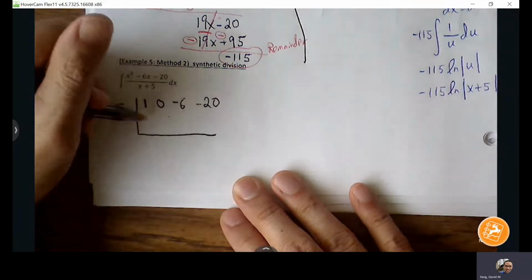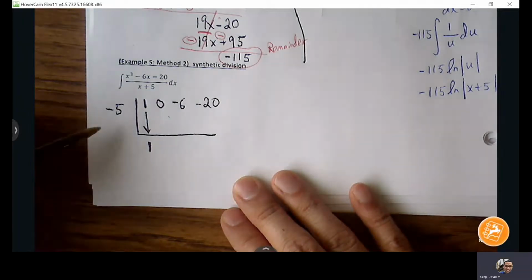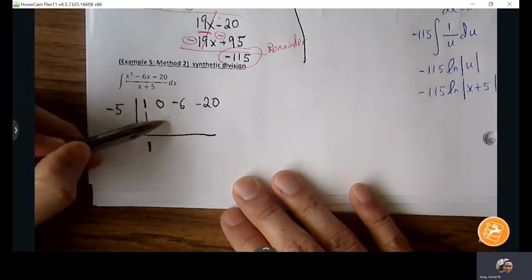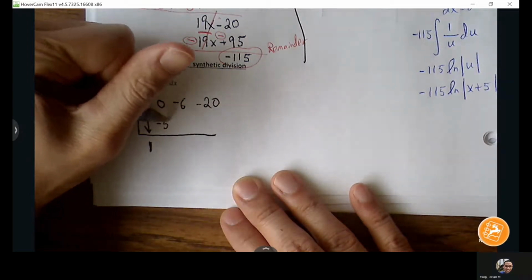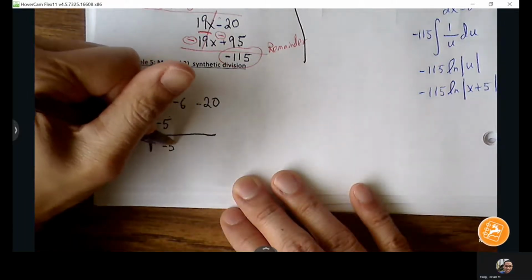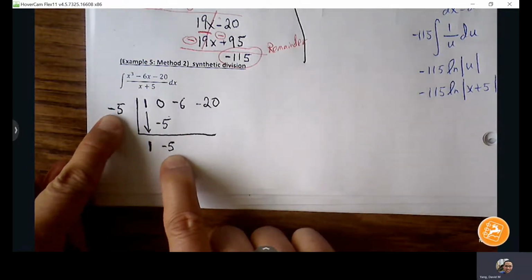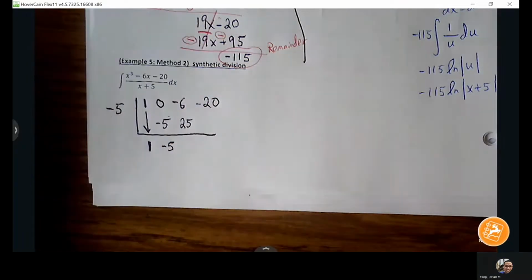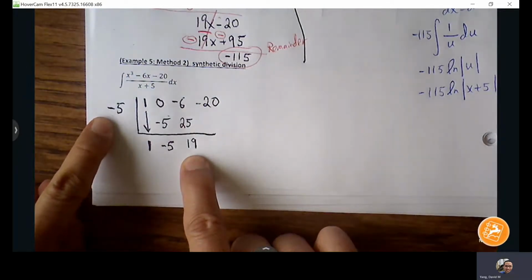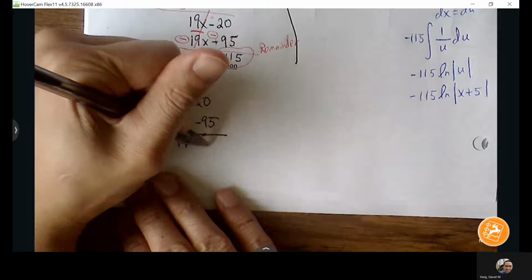So now this is the process. You're going to take that first number and you're going to bring it down below the line. Okay, next up, multiply. Negative 5 times 1 is negative 5. You're going to go down and that first open space that you see on the second column, you're going to put that number there. And now you're going to add. 0 minus 5 is negative 5. Okay, now involve the outside factor here. Negative 5 times negative 5 is 25. Okay, 25 minus 6 is 19. Multiply 19 times negative 5, negative 95. Add to negative 20, and you get negative 115.